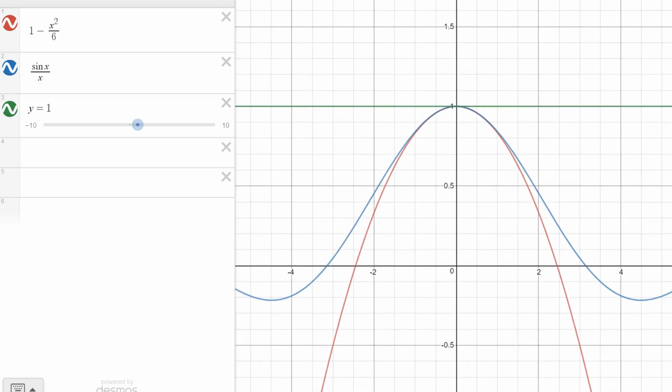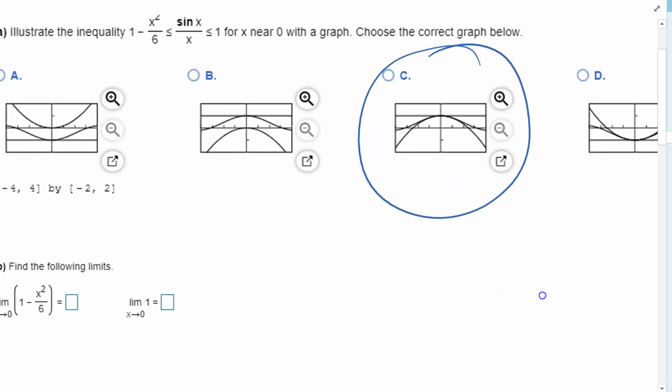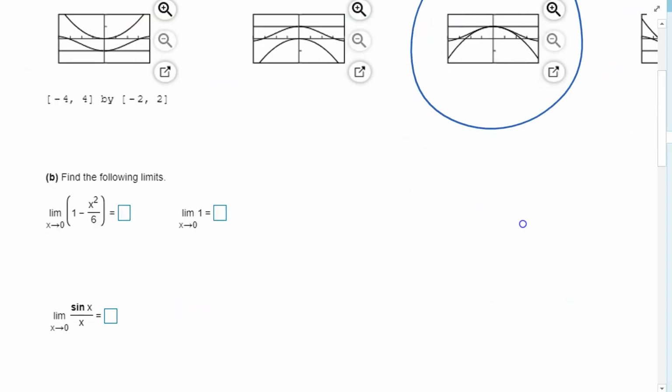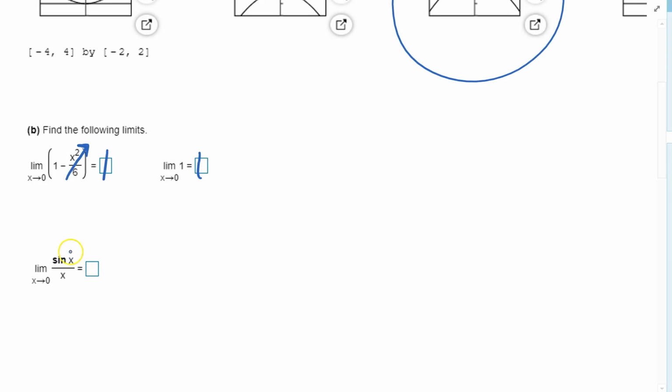So going to the examples, you can see that C here is the correct one. And then plugging in the following limits, the limit as x goes to 0, well, this whole term is going to go to 0, the limit's going to be 1. The limit as x goes to 0 of 1 is simply 1. So applying the squeeze theorem would give you that the limit as x goes to 0 of sine of x divided by x is 1.